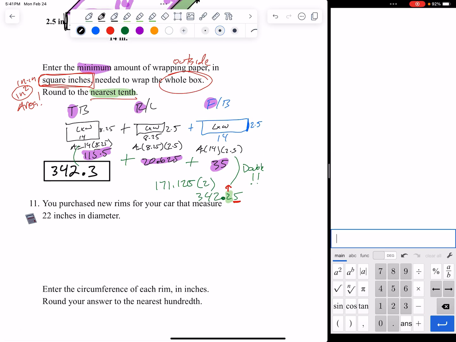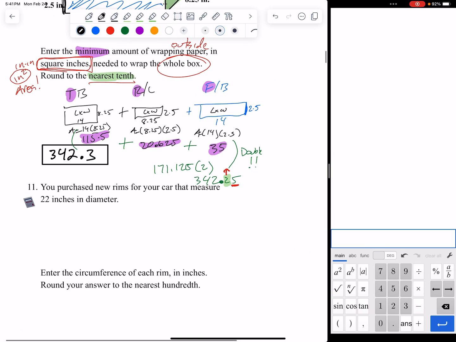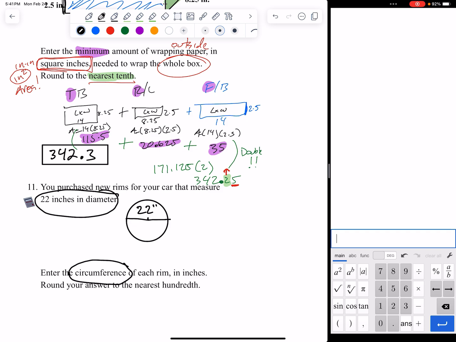All right, so let's clear this calculator up and let's do the last one. Yay. So you purchase new rims for your car that measure 22 inches in diameter. Okay, so can I picture that? There's my rim. It's a circle. So from edge to edge through the center, it's going to be 22 inches. That's what the quotation marks are. It's inches. Enter the circumference of each rim in inches. So notice, did you see inches squared anywhere? No. So that means you are not going to multiply inches times inches. You just have inches once. And then round your answer to the nearest hundredth.